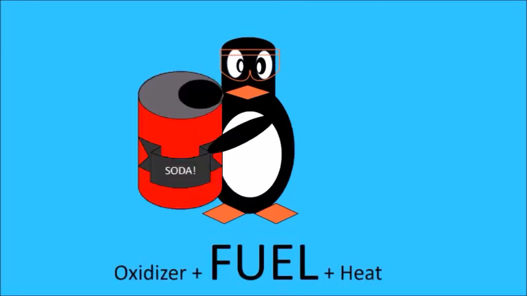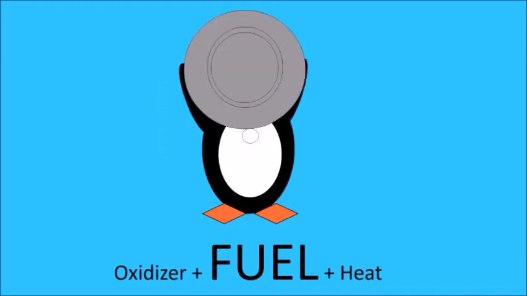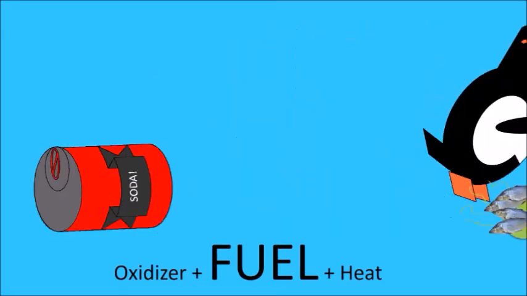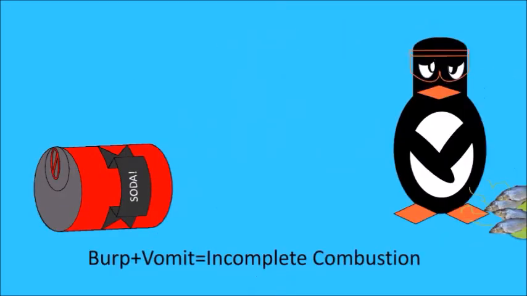Now, let's say we have a massive amount of fuel. When he drinks the soda, he's going to do more than burp. He's going to vomit. We can think of the vomit as incomplete combustion. We have irregular products of the burp, but we also have the nasty, disgusting products of the vomit.